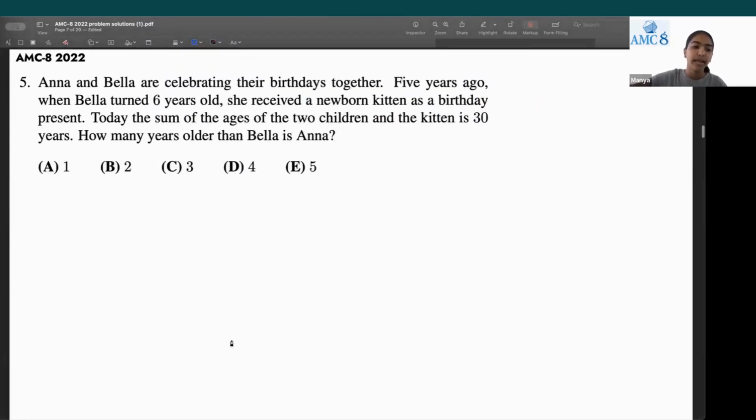Problem number 5. Anna and Bella are celebrating their birthdays together. 5 years ago, when Bella turned 6 years old, she received a newborn kitten as a birthday present. Today, the sum of the ages of the two children and the kitten is 30 years old. How many years older than Bella is Anna?